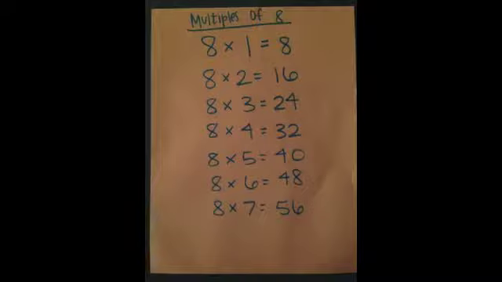I think it's really important before you start your division to go ahead and do multiples of whatever divisor you're using. So for example, I made a table of multiples for 8, all the way up through 8 times 7.